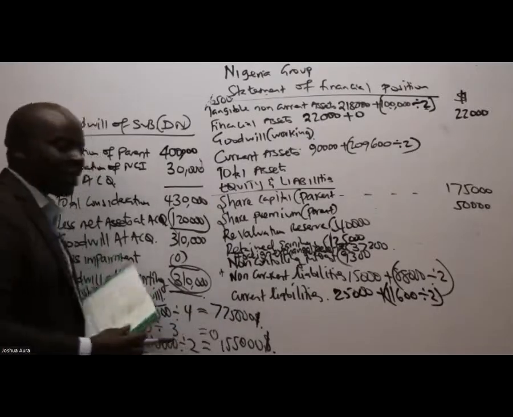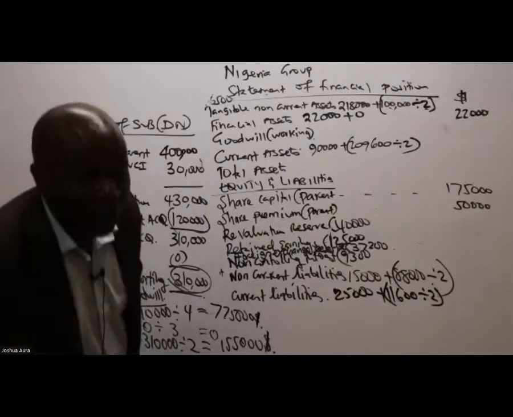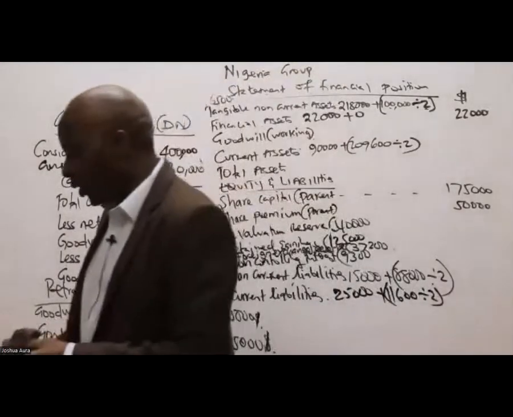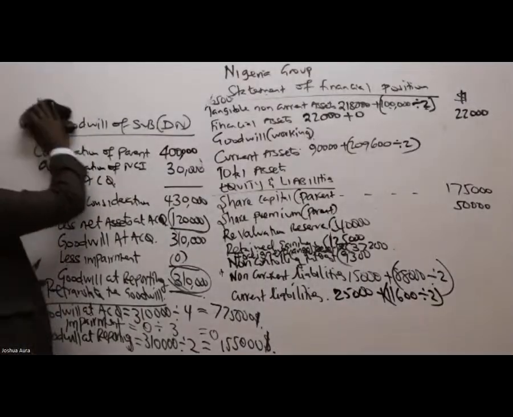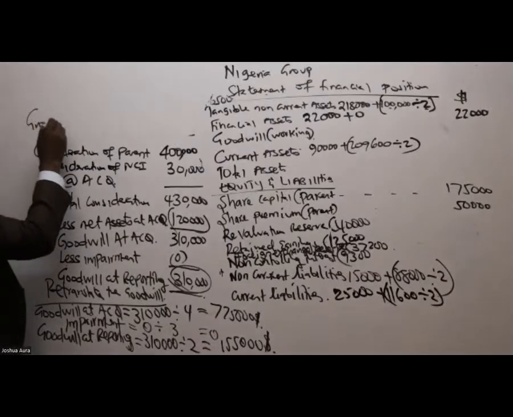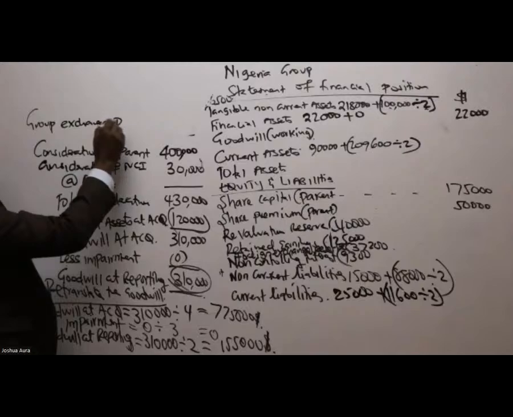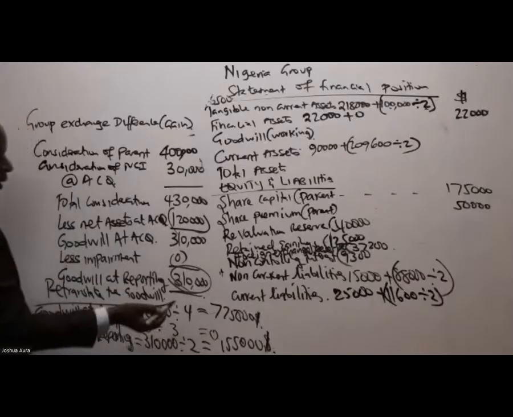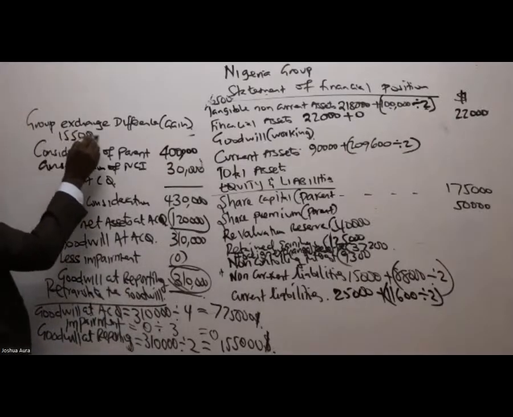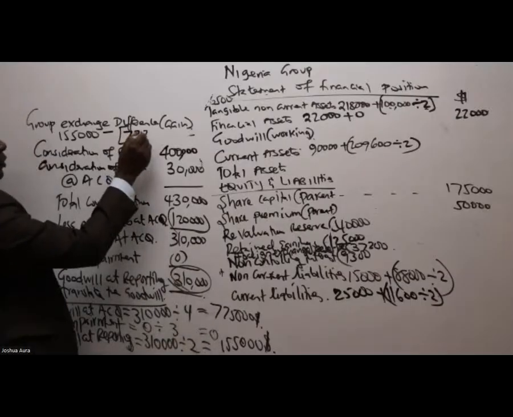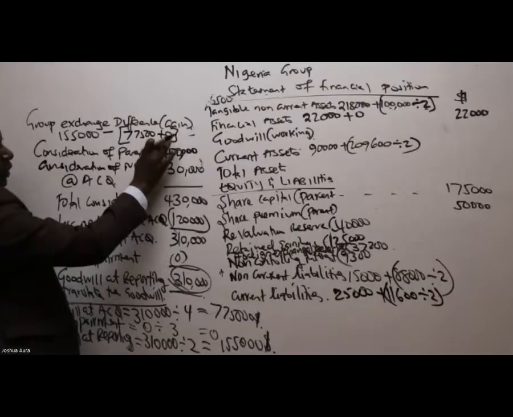So just like we did with net assets, now go ahead and give us the group exchange difference. I can see here, the group exchange difference for goodwill. So I will take in this case the closing amount, which is 155,000, minus these two added together, 77,500 plus 0. Just for your revision, just include there 0.